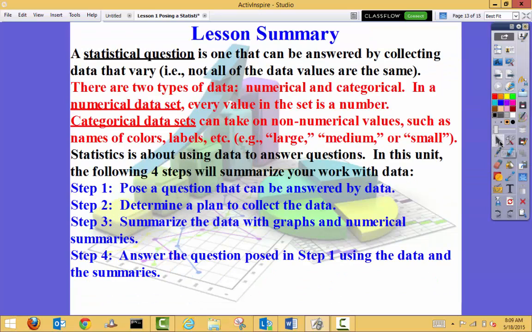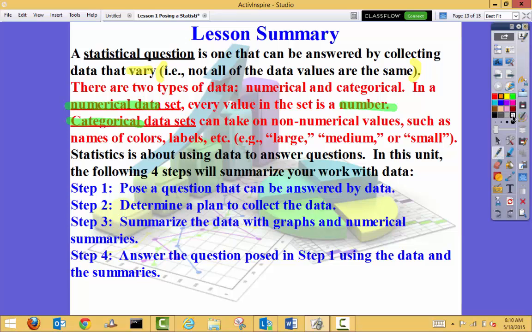Okay, here's my lesson summary. A statistical question is one that can be answered by collecting data that varies. Well, what does this vary mean? Well, I'm using that text feature that I have, these parentheses, and that's giving me the definition here of vary. It's explaining, not all of my data values are the same. There are two types of data, numerical and categorical. In a numerical data set, every value in the set is a number. Okay, let's repeat that. Numerical data is a number. Categorical data are non-numerical values, such as names, colors, labels, etc.